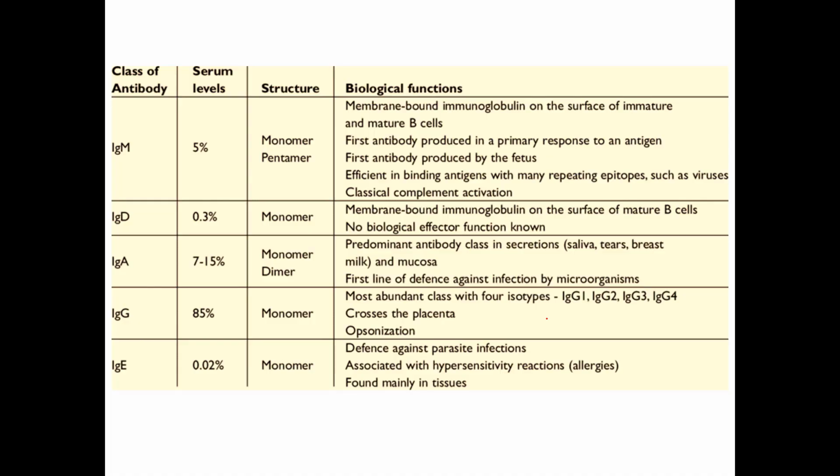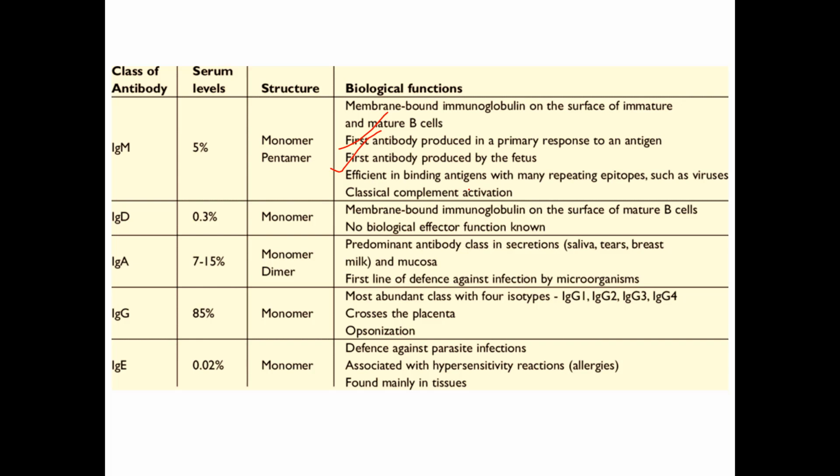So now we come to the major antibody functions. Different classes of antibodies have different biological functions, and their serum levels are also different. IgM is present at 5% serum level, and it can exist as a monomer as well as a pentamer. It is membrane bound on immature as well as mature B cells. It is the first antibody produced in response to antigen. It is the first antibody produced in the fetus. So these two points are very important.